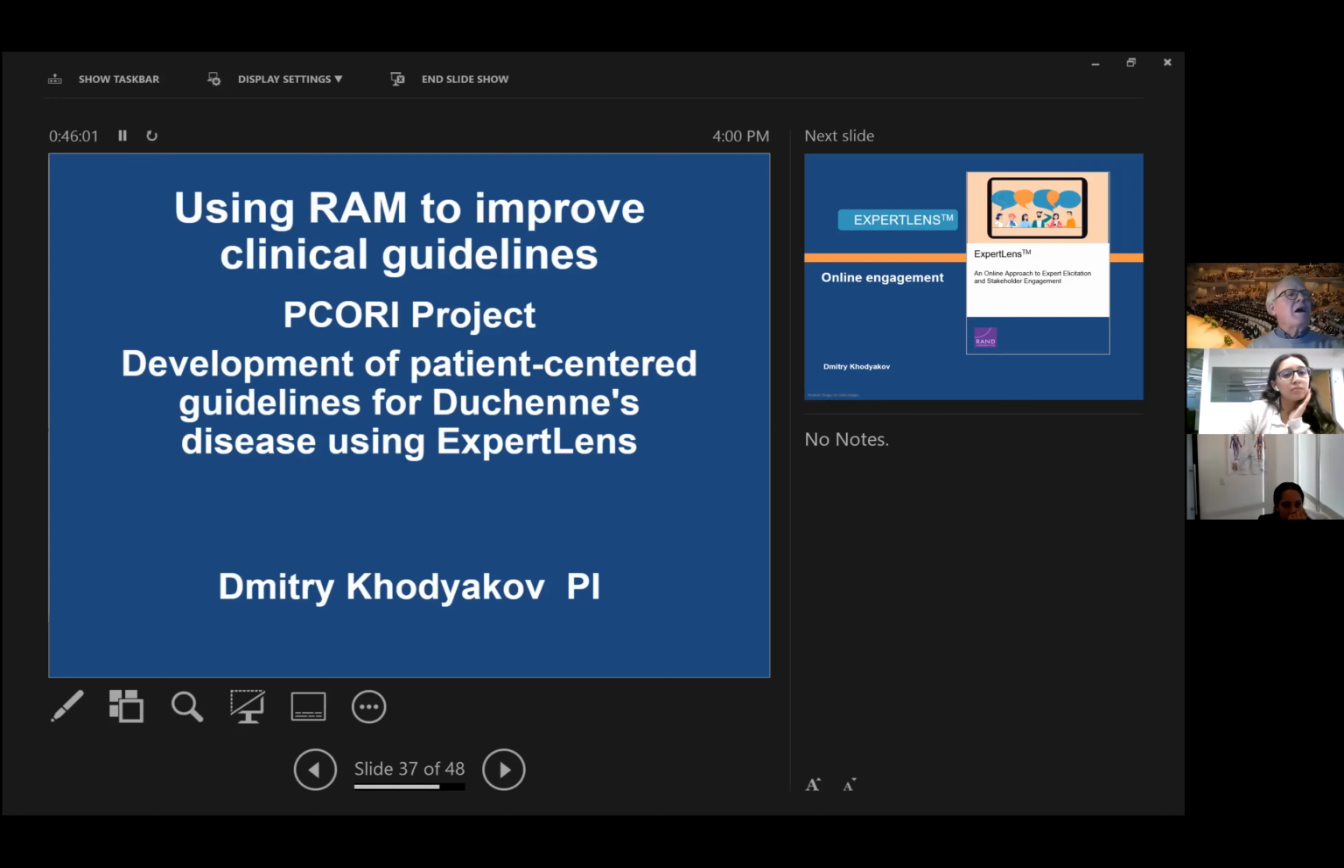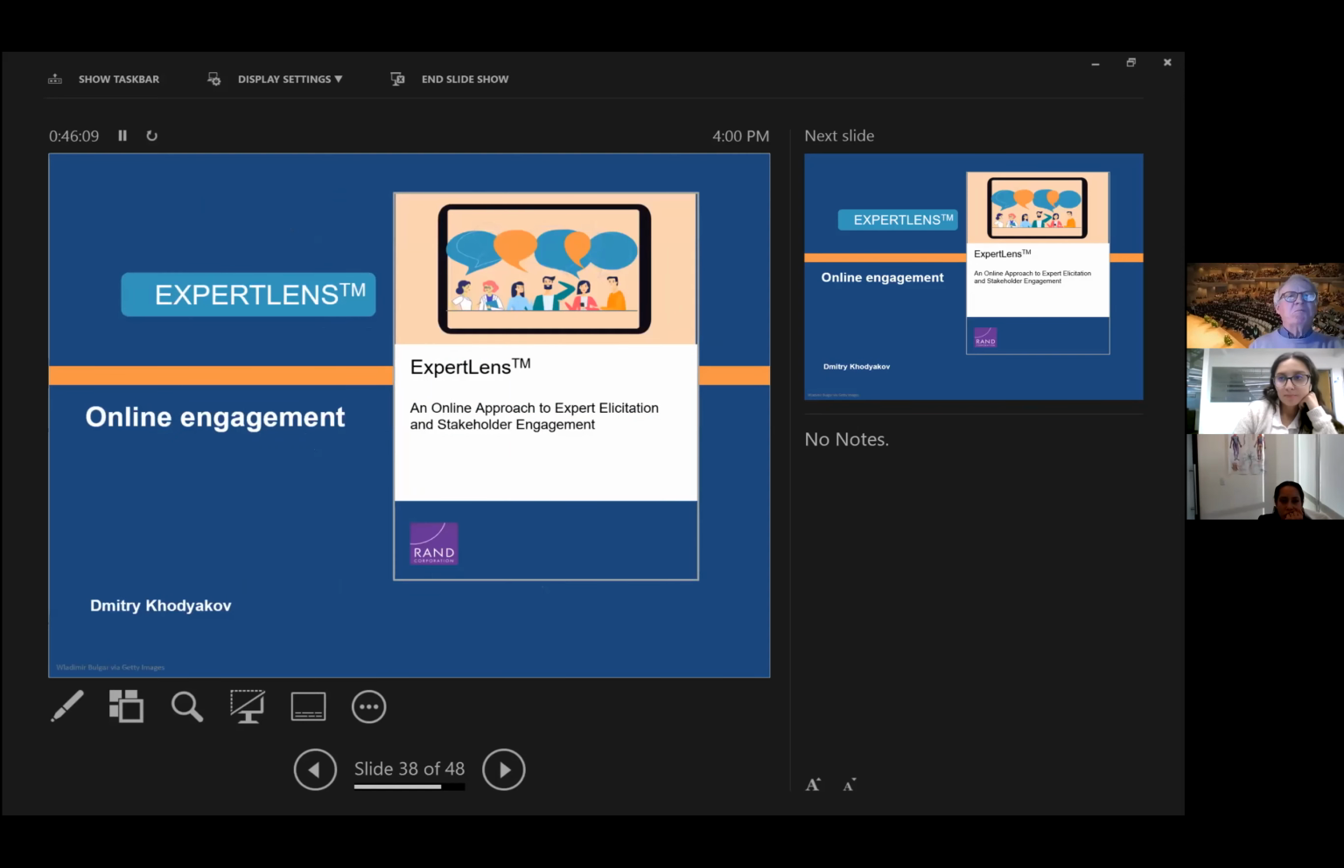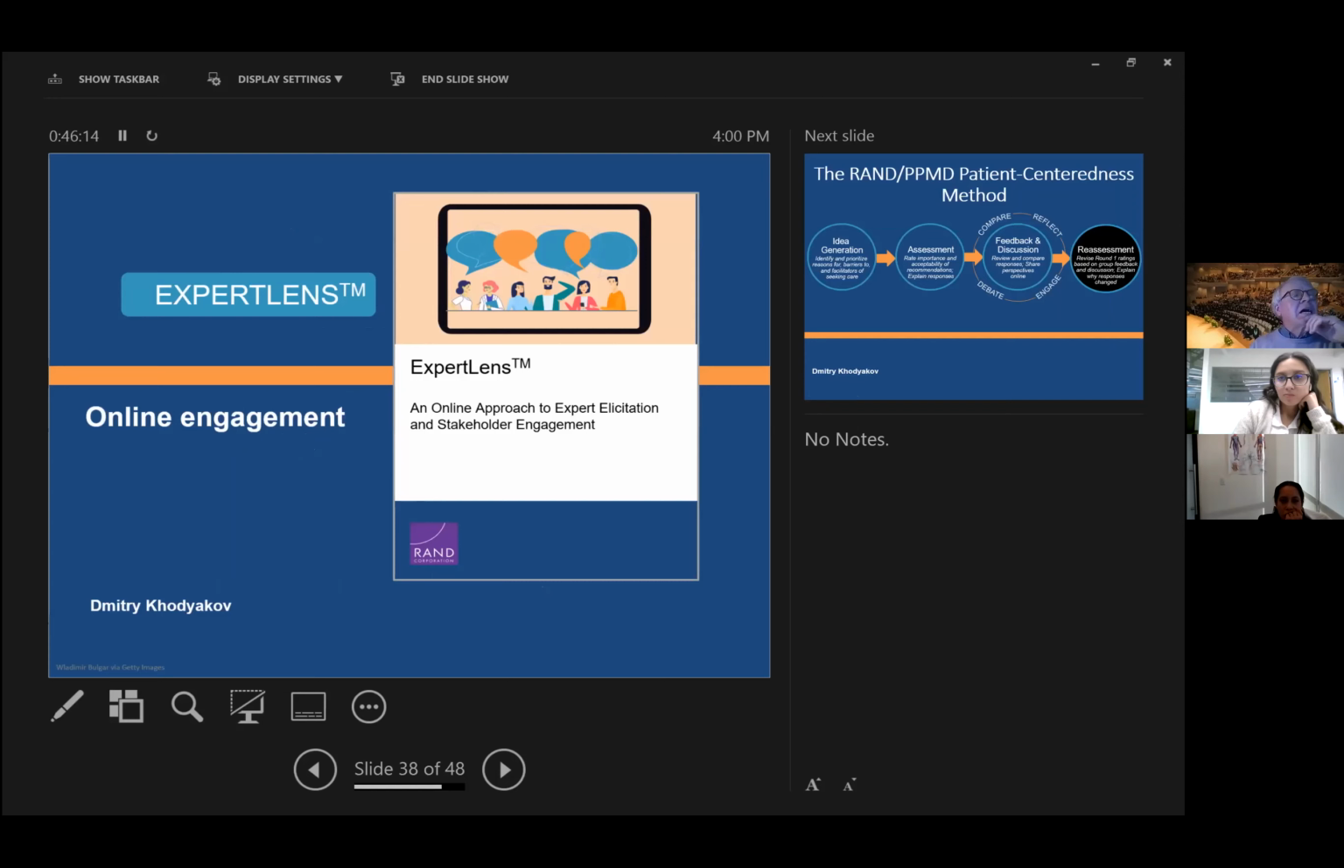And this was one to try to get a patient-centered approach to guidelines for the treatment of Duchenne's disease. And as you know, patients don't usually get to participate in guidelines. In the one that I just gave you, we used a modified Delphi, pretty much the way it's always done. This one used expert lenses. Now, funnily enough, this was before COVID-19, but now this is probably how we'd have to do it. Expert lens is an online method for collecting data, a very good one, actually.